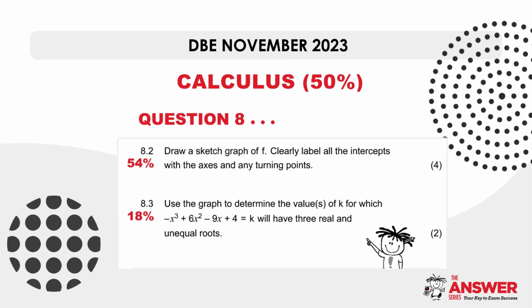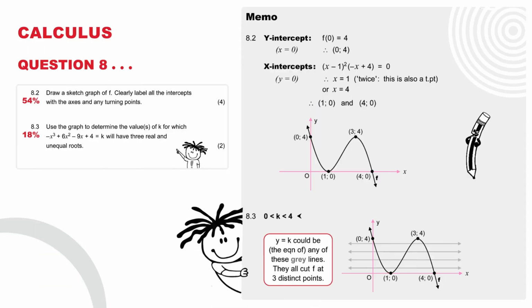For question 8.2, learners had to draw graph F. This question had a 54% average achievement. And question 8.3, where they had to use the graph to determine values of k, this was not answered well with an average achievement of 18%. Here are the memos. You may want to pause here to have a longer look.